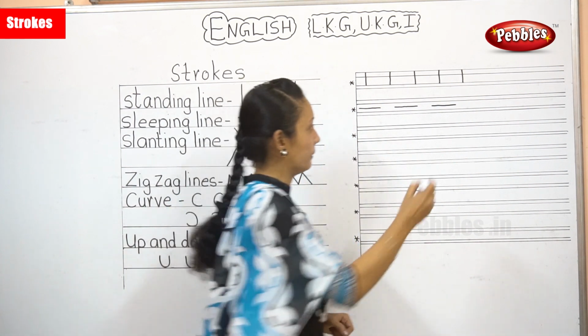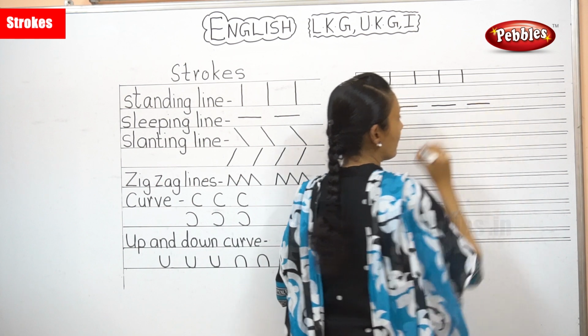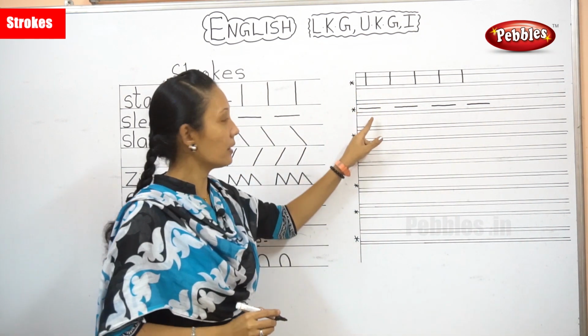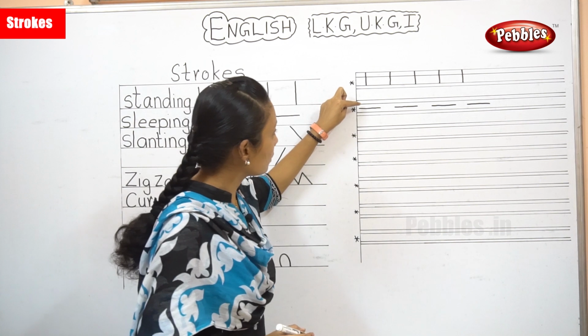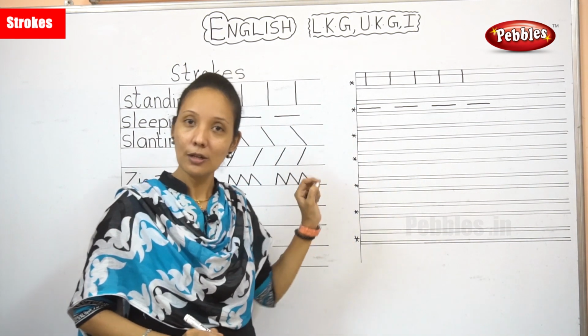Sleeping line. Once more. Yes. You should not touch any lines. Okay. In between the second line and the third line, you should draw your sleeping line.